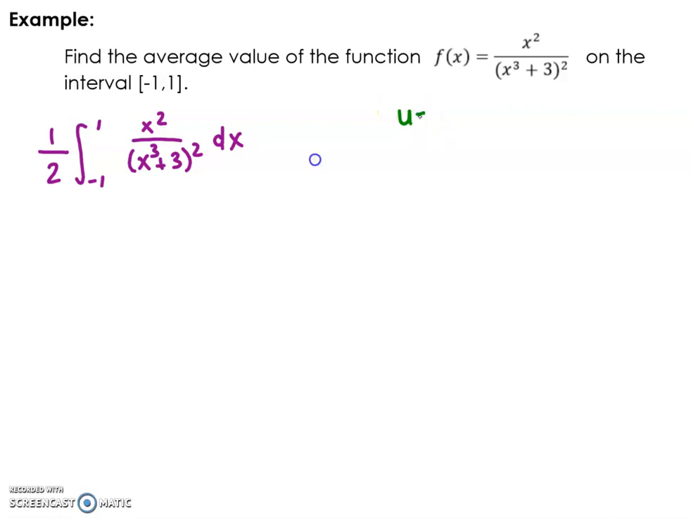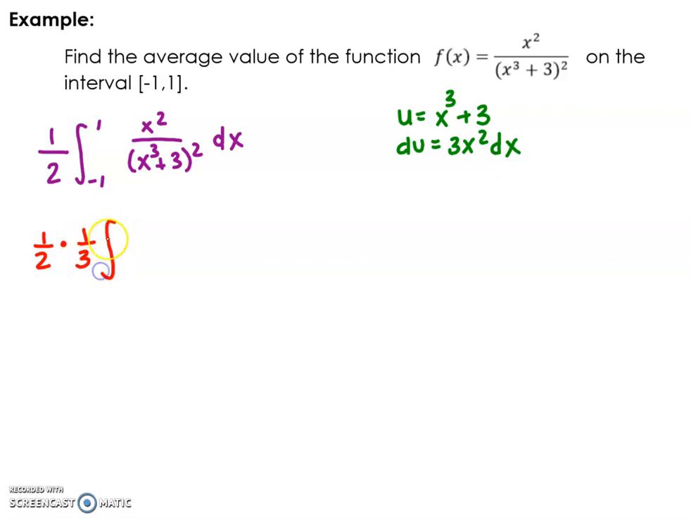So our u is going to be our innermost function, which is x cubed plus 3. Our du is going to be the derivative of that, which would be 3x squared dx. And we can see that we have an x squared dx, but we don't have that 3, and that's fine. We're just going to divide out the 3, so we're going to basically pull out a 1/3. Now notice that we already have a 1/2 on the outside, so we're going to keep that 1/2, and then we're also going to pull out that 1/3, so those two are going to get multiplied together.